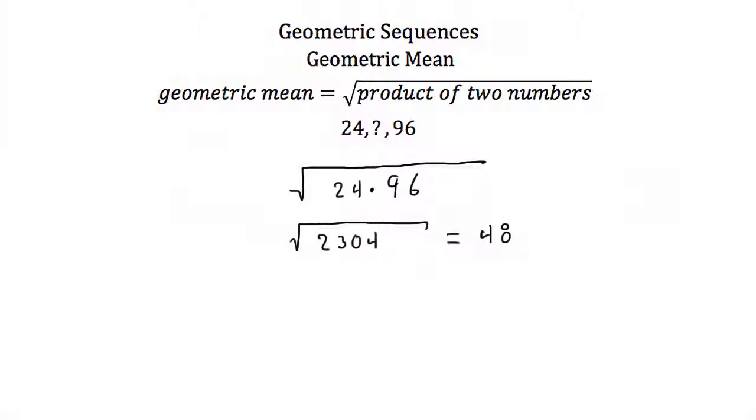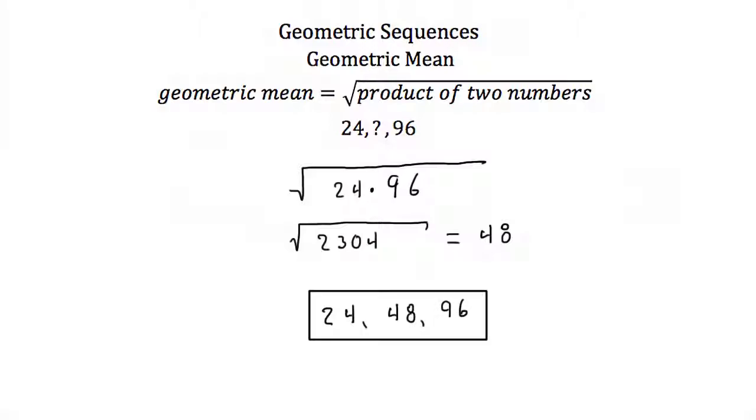So our sequence then would be 24, 48, and 96. So that's how you can use the geometric mean to find missing terms in a geometric sequence. And that completes the tutorial on geometric sequences.